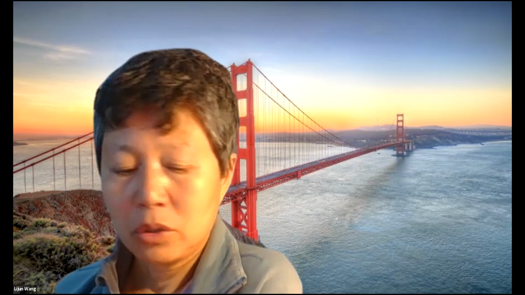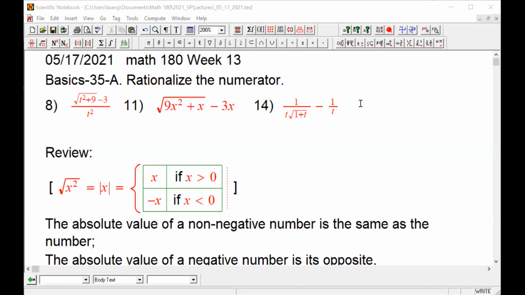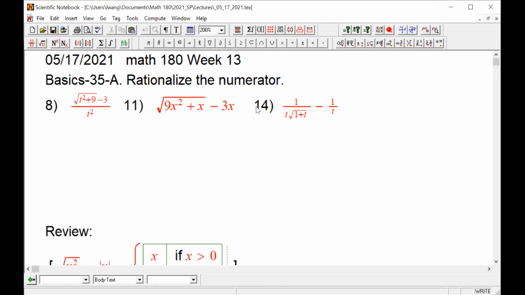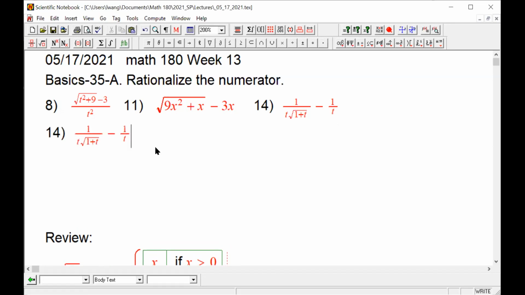All right. So anybody else who would like to turn in your work? We did number 8, we did number 11. How about number 14? Okay, so I'm going to do number 14 then, because we're running out of time. On number 14, it looks pretty messy, doesn't it?